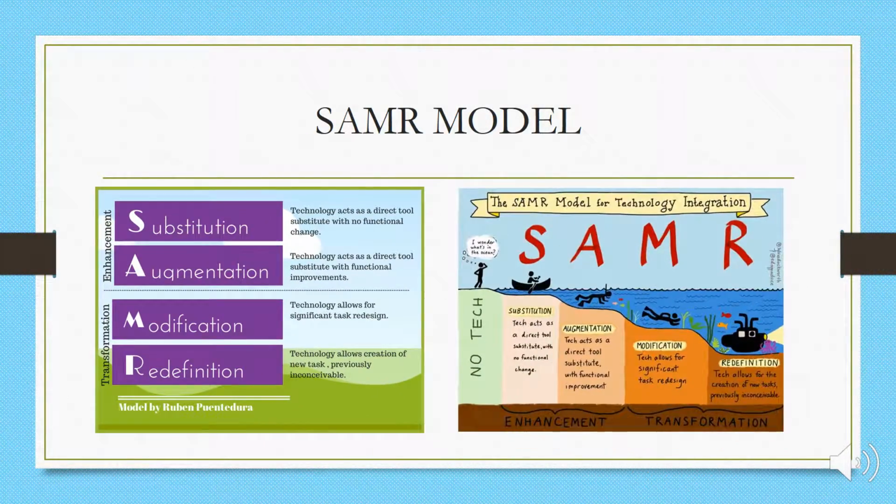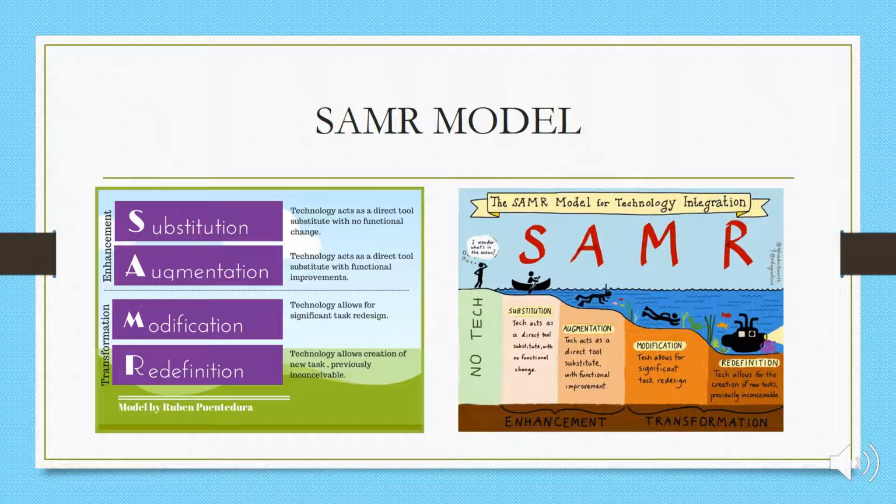SAMR stands for Substitution, Augmentation, Modification, Redefinition. This model offers a method of seeing how computer technology might impact teaching and learning. As you move up in the model, computer technology becomes more important in the classroom and at the same time becomes more woven into the demands of good teaching and learning.